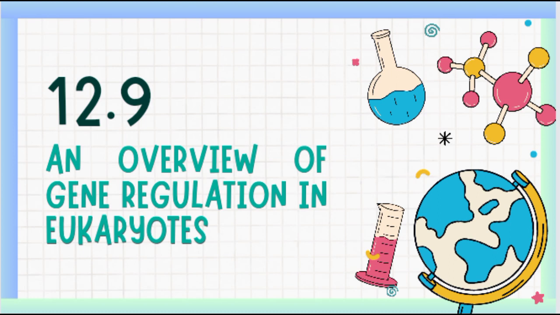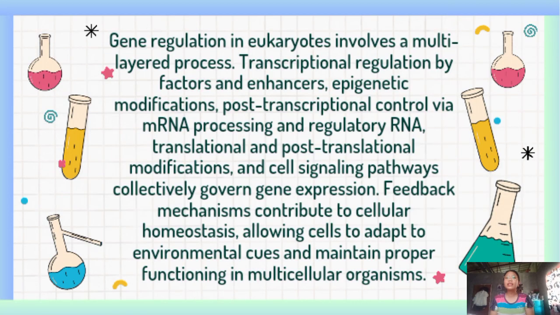12.9 An overview of gene regulation in eukaryotes. Epigenetics explores heritable changes in gene activity without altering the DNA sequence. DNA methylation and histone modification influence gene expression, while non-coding RNA molecules regulate translation. Epigenetic changes can be heritable across generations and influenced by environmental factors, expanding our understanding of inheritance beyond DNA and emphasizing the dynamic interaction between genes and the environment.